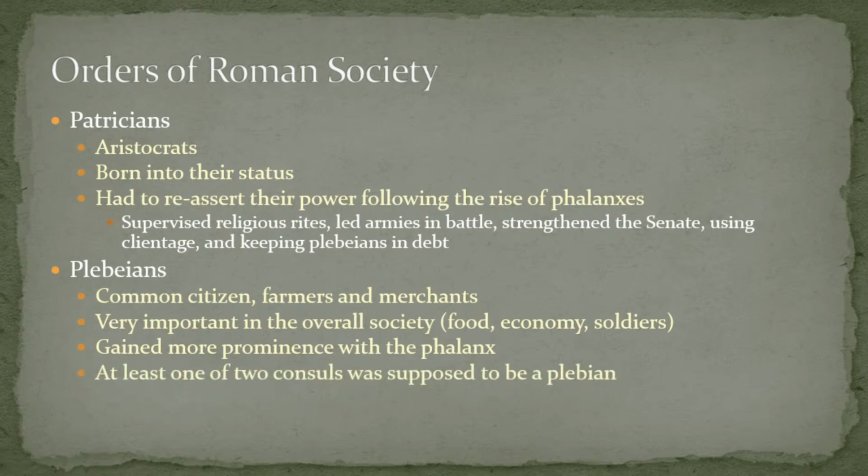As I mentioned, one of the two consuls was supposed to be a plebeian to keep things even. That was sometimes the case, but as things got closer to the end of the Republic, the Senate was usually just running the show.